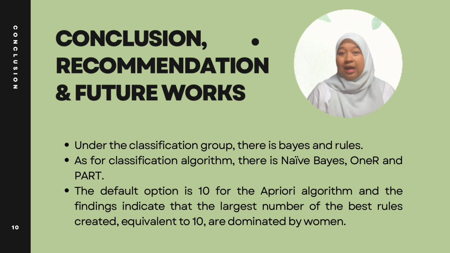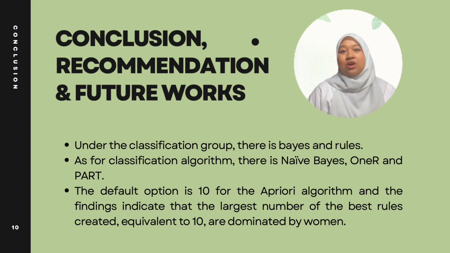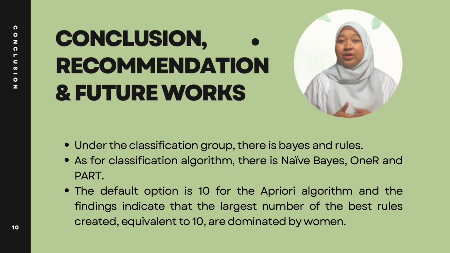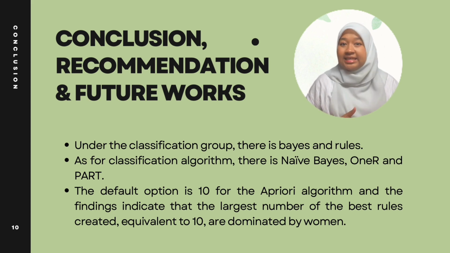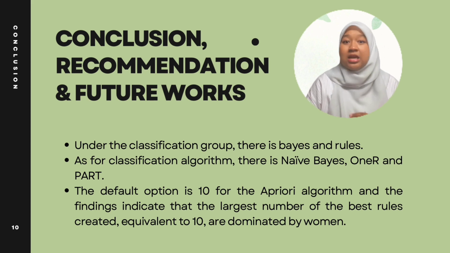This analysis will help the institution to know the breast cancer is advanced and can concentrate on factors determining objective well-being. The default option is 10 for the Apriori algorithm, and the findings indicate that the largest number of best rules created, equivalent to 10, are dominated by women. The results show that the PART algorithm outperforms the other classifiers based on accuracy and classifier errors.